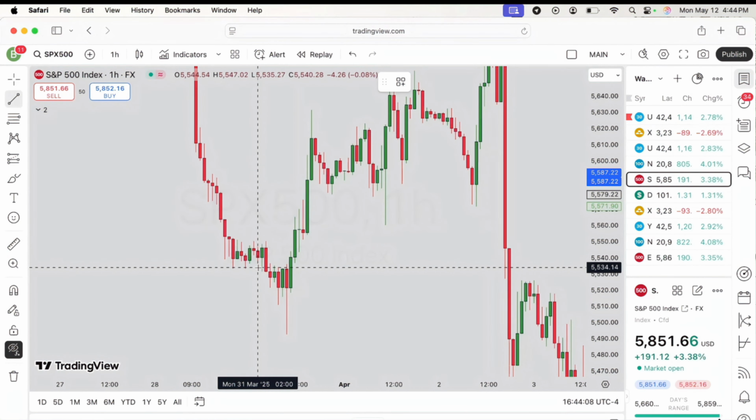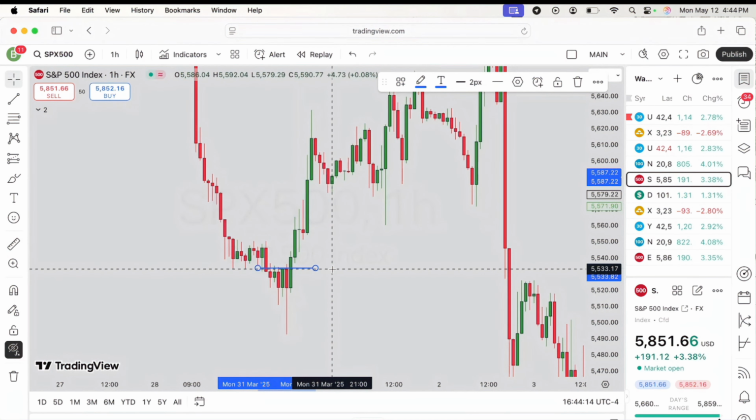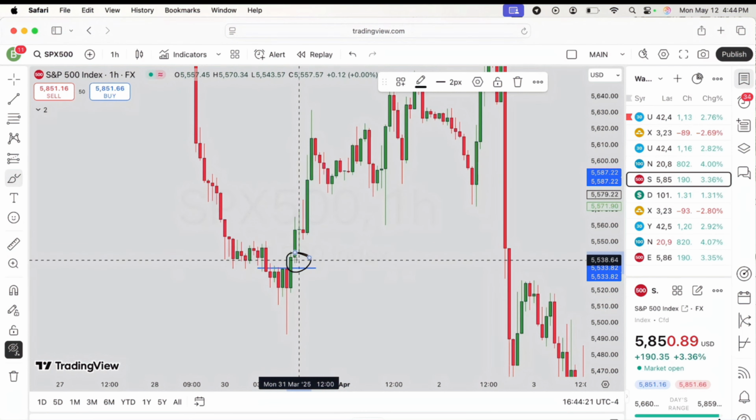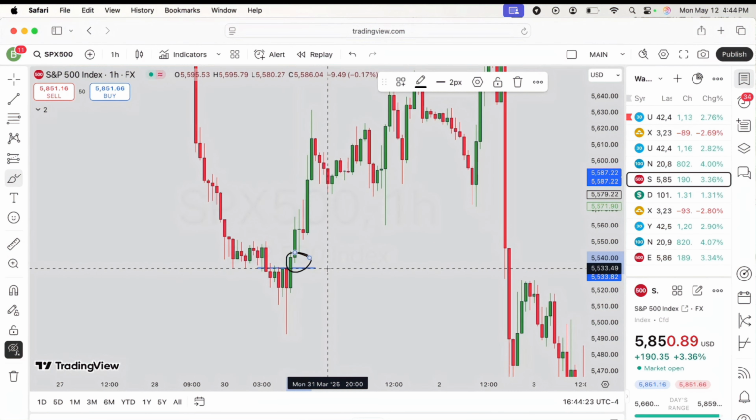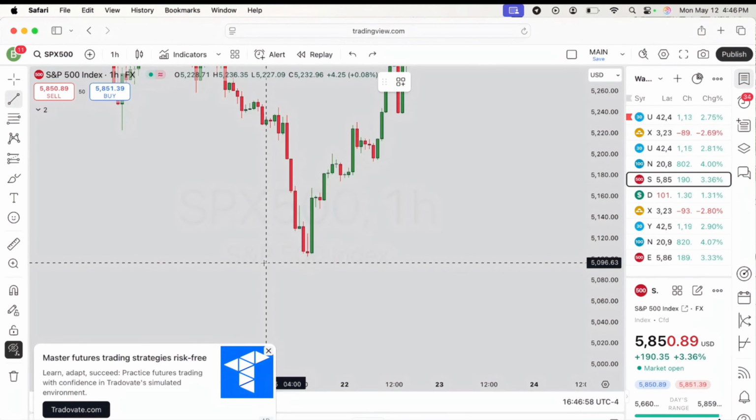Now look what happened here. After consolidating, we got this strong bullish candle that closed above resistance. That's a breakout. Oftentimes, price will come back and retest resistance before taking off. There goes your wick. That's your retest. It may not have touched exactly that line where you drew support, but it did come down a little bit. That's a retest.